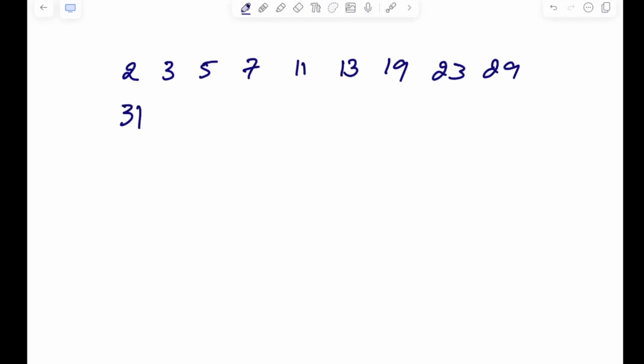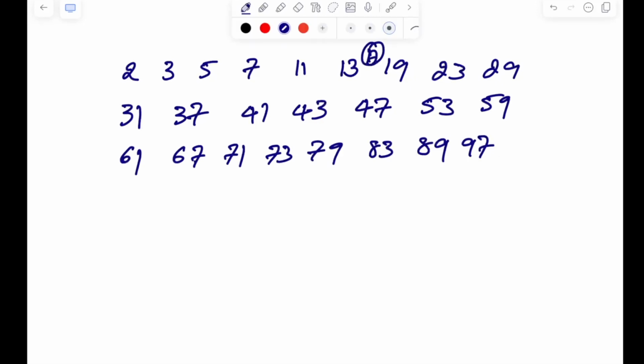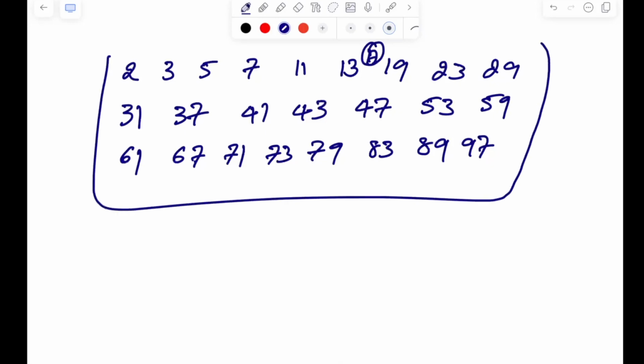So what are all the prime numbers present below 100? You should always remember this. 2, 3, 5, 7, 11, 13, 19, 23, 29, 31, 37, 41, 43, 47, 53, 59, 61, 67, 71, 73, 79, 83, 89, 93, 97. We missed 17 here. All these 25 numbers, try to remember.